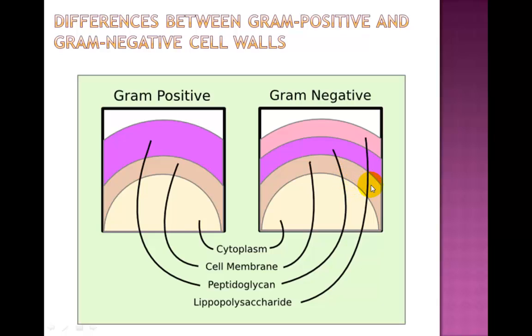Now, while the gram-positive bacteria has a thick peptidoglycan layer, the gram-negative bacteria has a very thin peptidoglycan layer. And the gram-negative bacteria has an outer membrane of lipopolysaccharides, while the gram-positive bacteria does not. Therefore, the gram-negative bacteria is double-membraned, whereas the gram-positive bacteria is single-membraned.